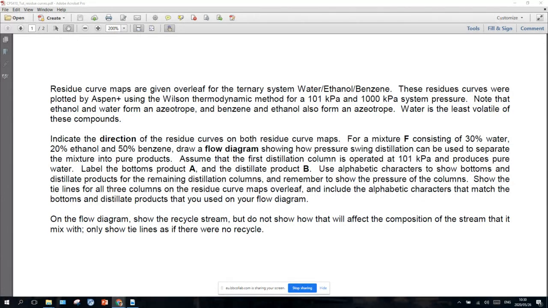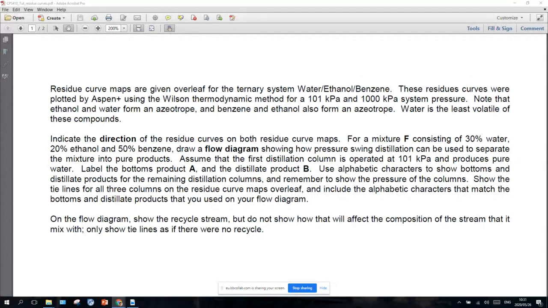Residue curve maps are given overleaf for the ternary system: water, ethanol, benzene. These residue curves are plotted using Aspen Plus with the Wilson thermodynamic method for 101 kPa and 1000 kPa. That's 10 bars of pressure. Note that ethanol and water form an azeotrope, and benzene and ethanol also form an azeotrope. Water is the least volatile of these compounds.